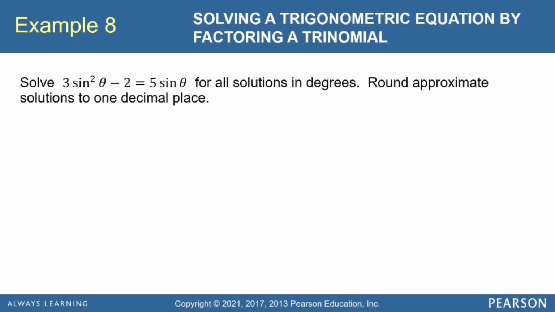And let's look at example 8 together. So this one says solve 3 sine squared theta minus 2 equals 5 sine theta for all solutions in degrees. Round approximate solutions to 1 decimal place.